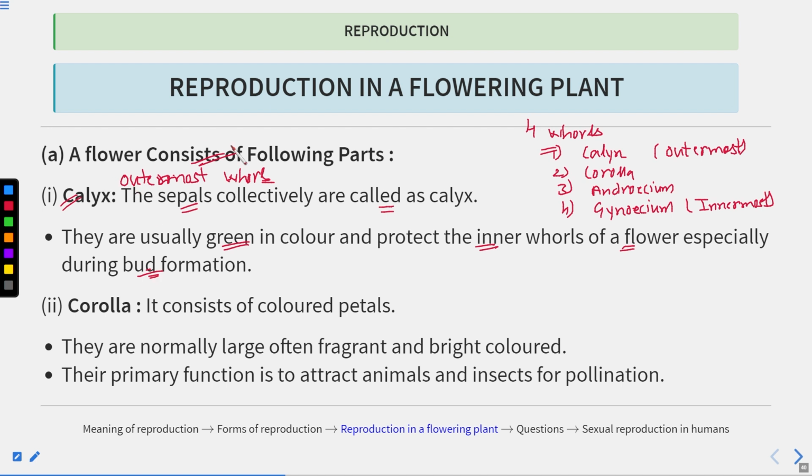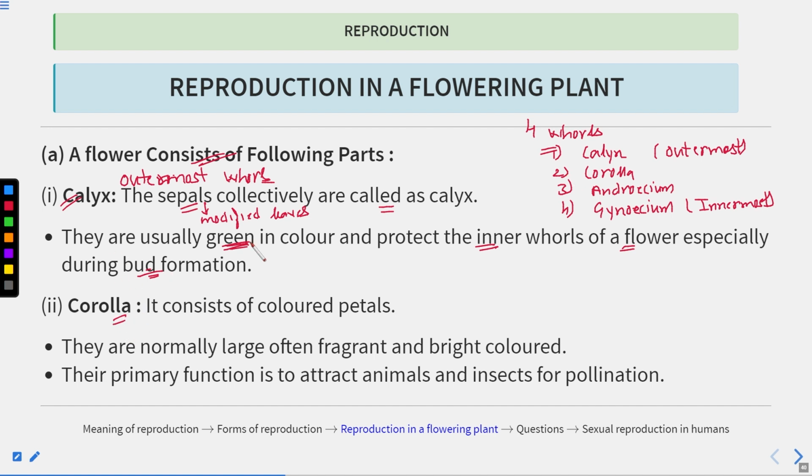Clear? So what are sepals? Sepals are usually modified leaves only, which are green in color. And what is the role? They protect the inner walls from damage. Clear? Next is the corolla.